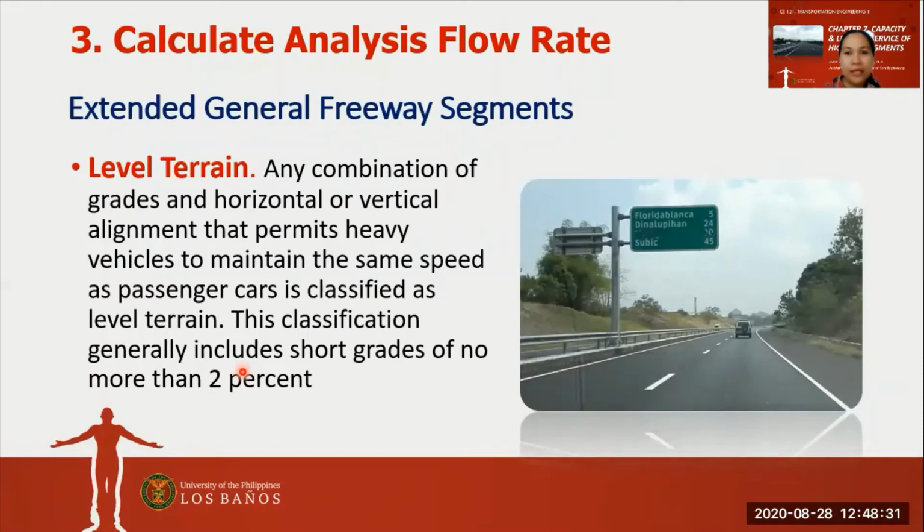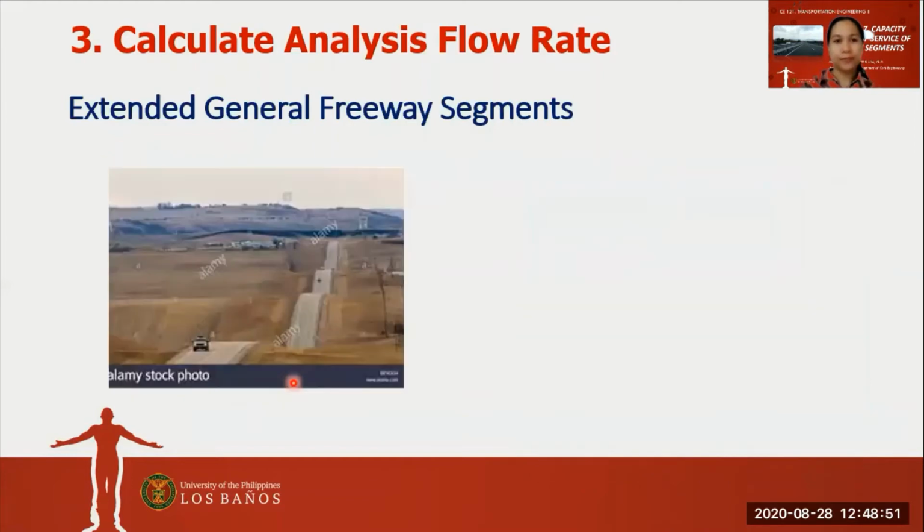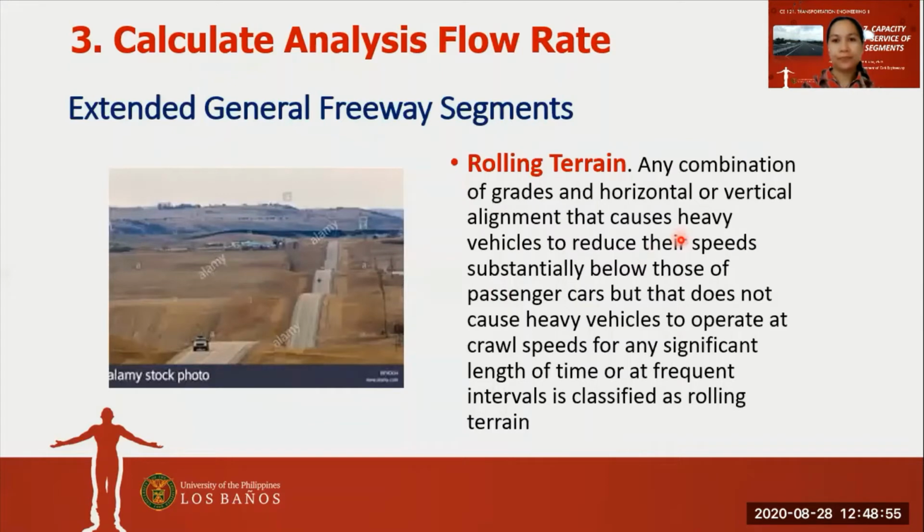A level terrain is any combination of grades and horizontal or vertical alignment that permits heavy vehicles to maintain the same speed as passenger cars, and this classification generally includes short grades of no more than 2%. How about rolling terrain? This is any combination of grades or vertical alignment that causes heavy vehicles to reduce their speeds below those of passenger cars, but does not cause heavy vehicles to operate at crawl speeds for any significant length. So this is classified as rolling terrain.